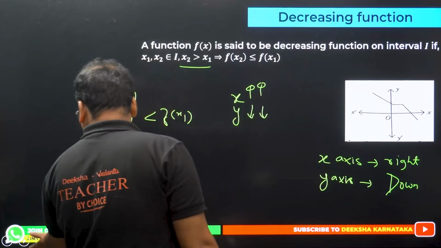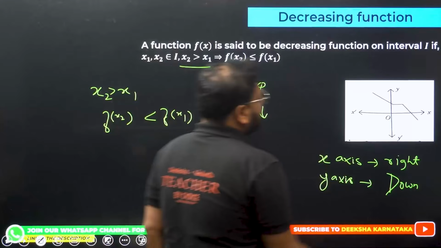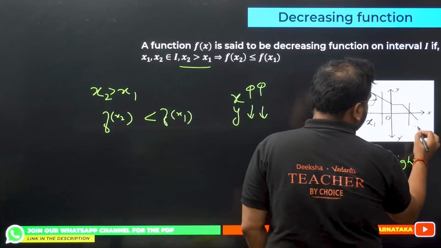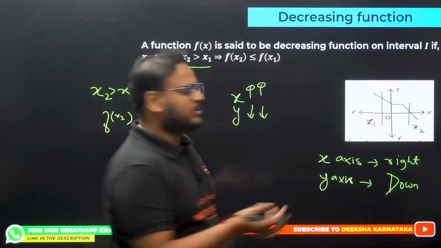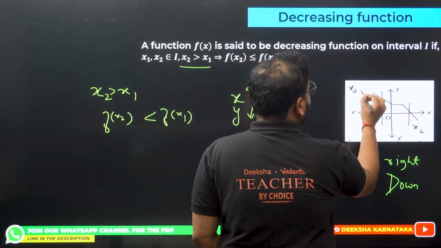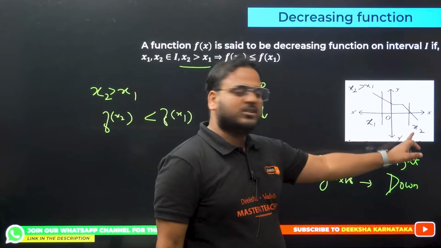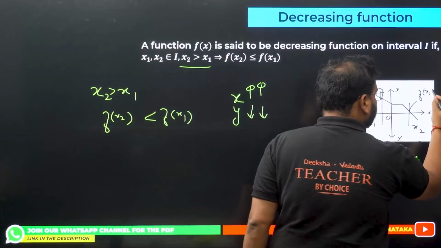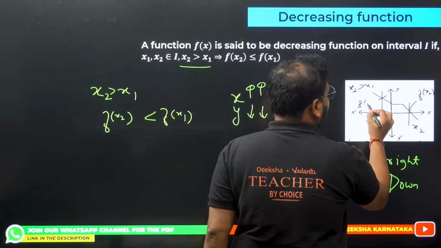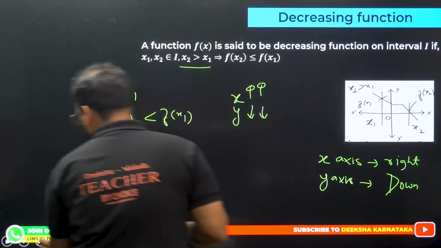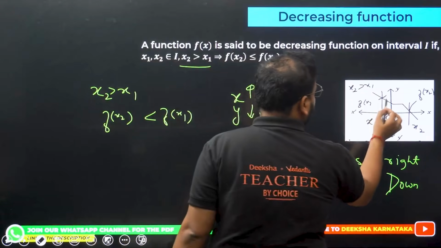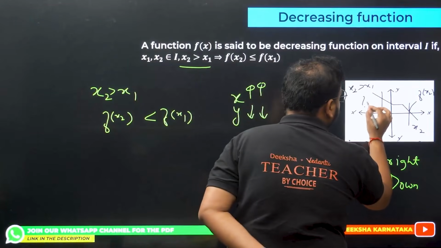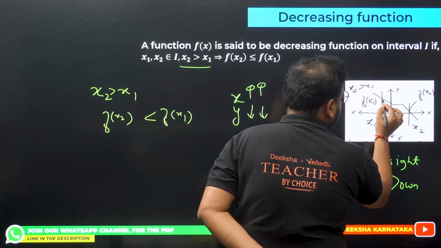I'll point it over here. Please check. If I take these two points, let's call this one x1 and this one x2. It is very clear from the graph that x2 is more than x1, right? But if you check, this is the value of f of x2 and this is the value of f of x1. That's the value of this point.